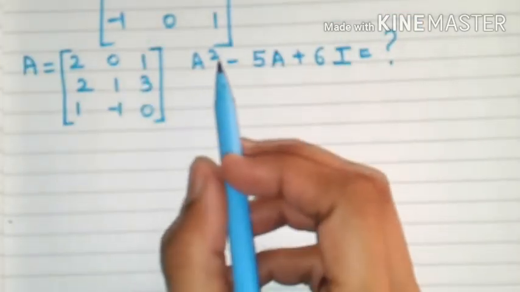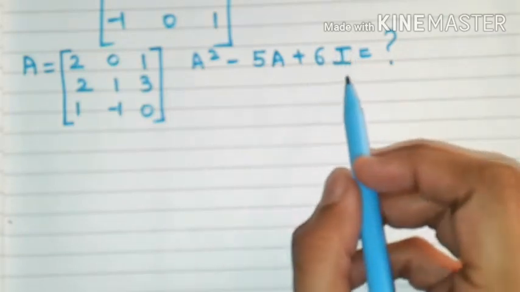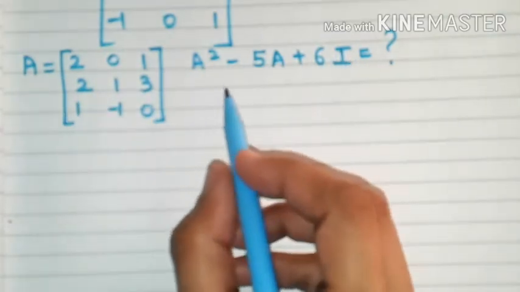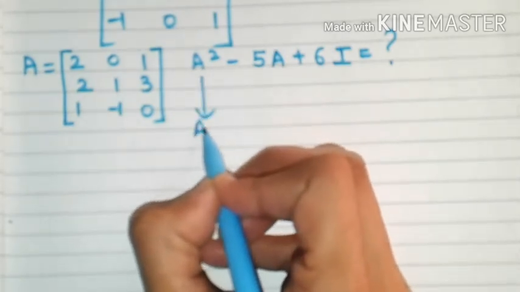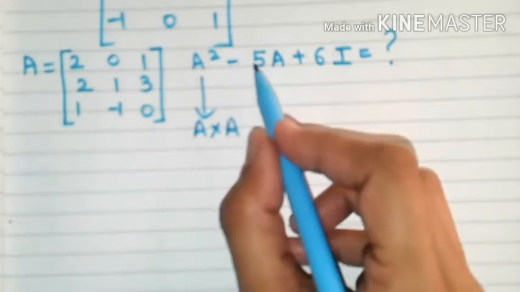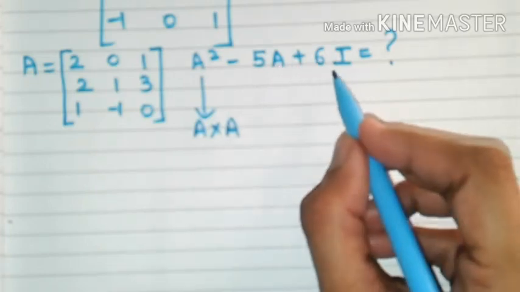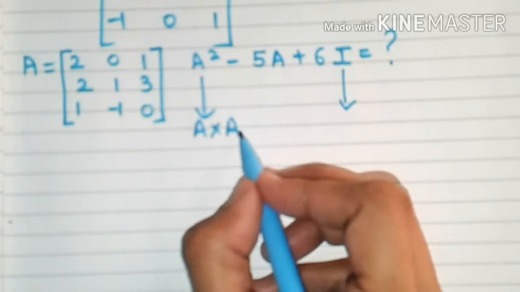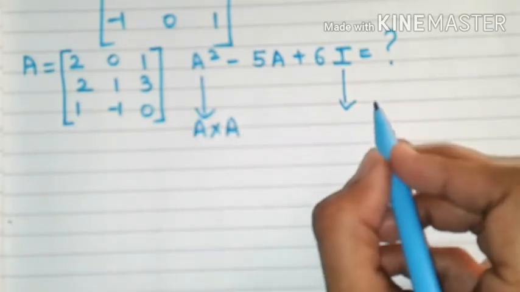The 15th question is that we have to find the value of A square minus 5A plus 6I, given that A is a 3 by 3 matrix. Now let us not get confused by A square. A square simply means matrix A multiplied by matrix A. That's all. And this is 5 into A, so it's a scalar multiplied with a matrix. And I is, as you all know, the identity matrix. So since A is a 3 by 3 matrix, this will also be an identity matrix of order 3.